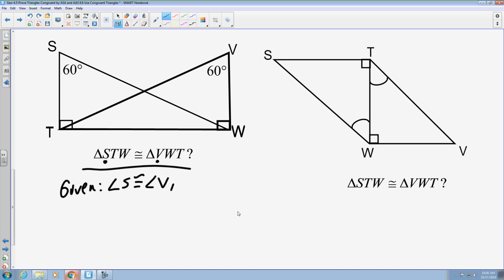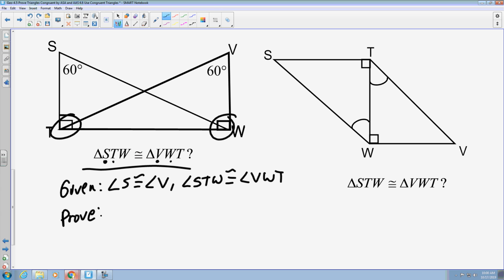Other thing that is given, we have two right angles. It looks like they're under T and under W. T and W are the second letter, so that makes sense. Because there's more than one angle with respect to T and W, I have to say that angle STW is congruent to angle VWT. So those two are congruent. So that's what's given to us.